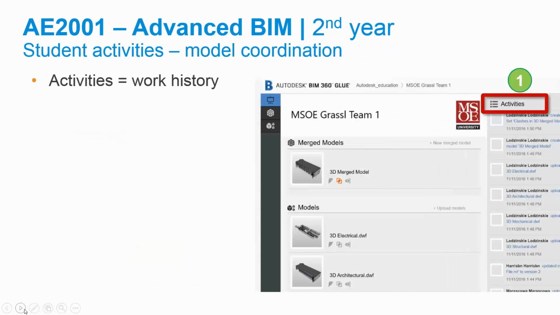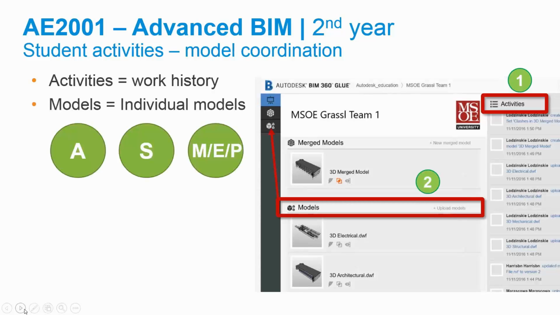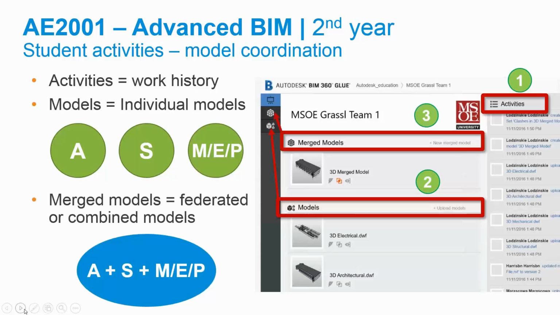After uploading their 3D models, Glue provides several ways for the team members to collaborate. As you can see, the user interface of Glue is very simple. First, the team members can check the work history of the team members on the right side pane. And then the team members can upload individual models. This can be done by architects, structural engineers, or MEP engineers. Our students take one of these roles. And they merge models together. With these merged models, they can check for clashes, create markups, and send notices for issue tracking.